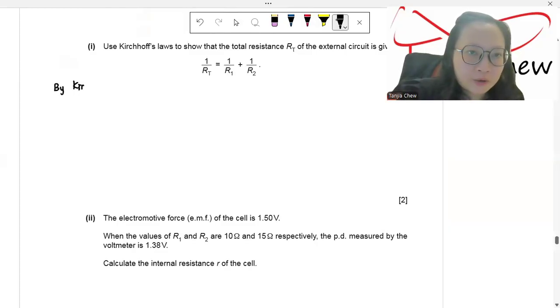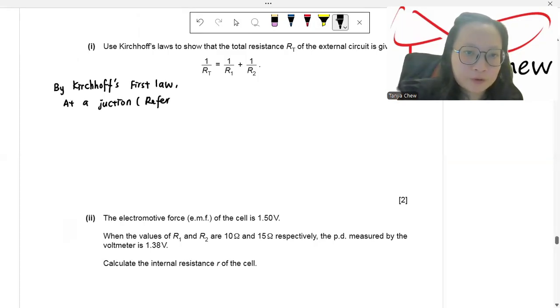By Kirchhoff's first law, at a junction, you could ask the examiner to refer to Fig 5.1. I is equal to I1 plus I2, because I put some symbols of I.